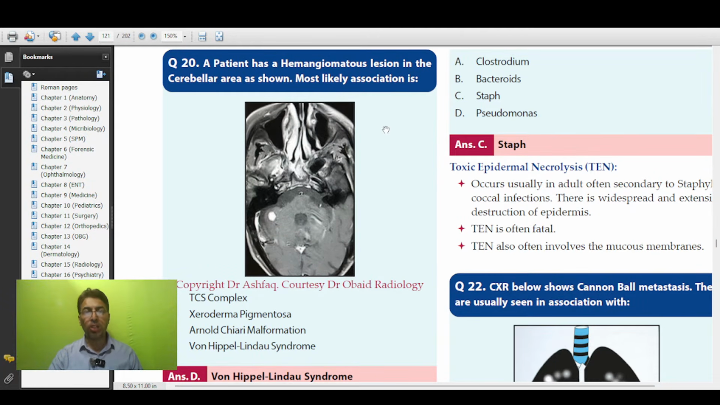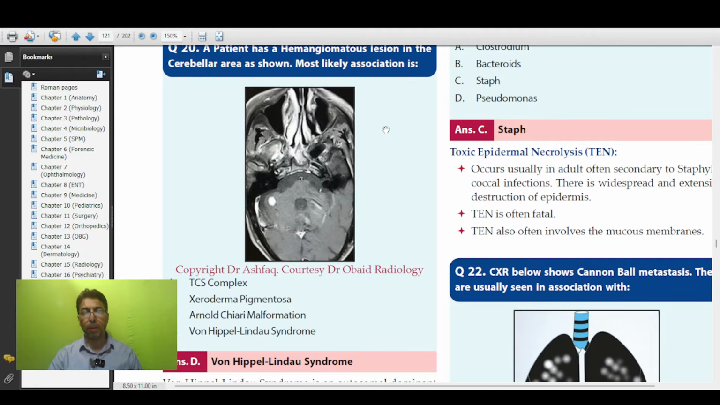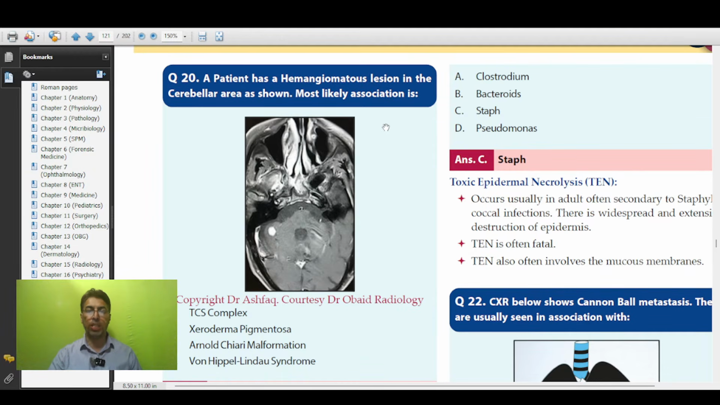So it asks for an association. A is the TSC complex, B is xeroderma pigmentosa, C is the Arnold-Chiari malformation, and D is von Hippel-Lindau disease.